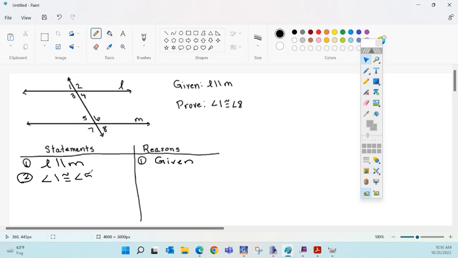And what did we just say would be the reason that we know that angle 1 is congruent to angle 5? Because all corresponding angles are congruent. Good. So you can say corresponding angles postulate, or you can write corresponding angles are congruent.